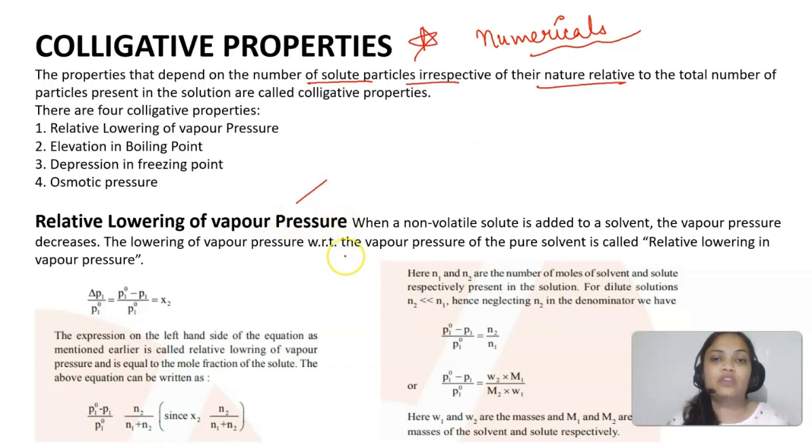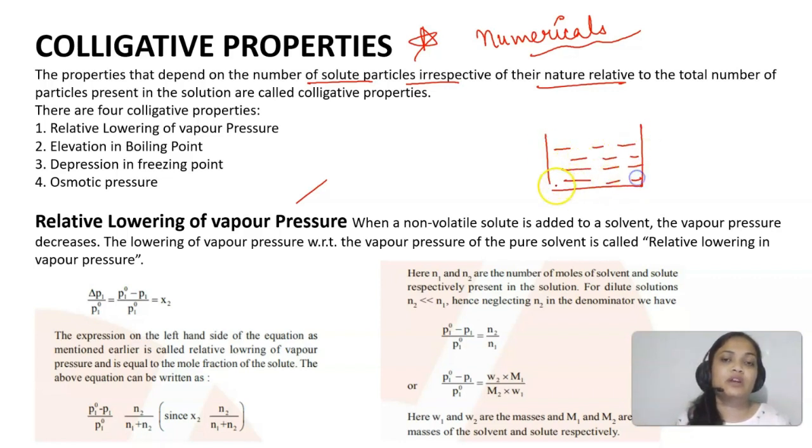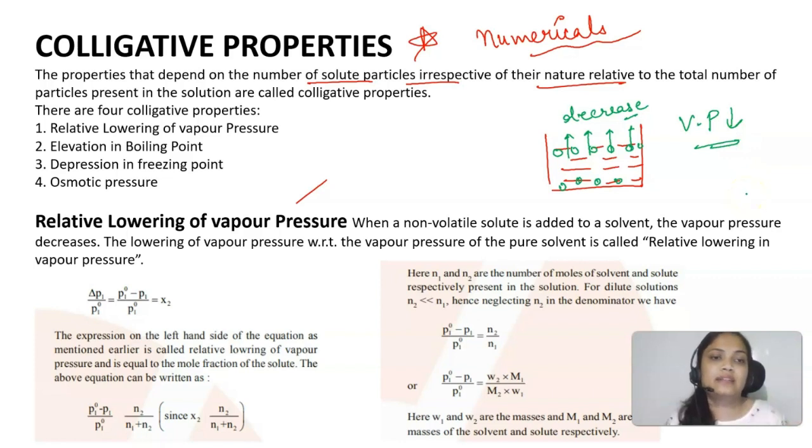So we all know that whenever a non-volatile solute is added to a solvent, so there is a solvent, right? It has its own vapor pressure. But if we are adding a non-volatile solute to it, now what will be happening? Those solute particles will somewhat occupy the space at the surface also. So that escaping tendency of the solvent particles will decrease. So it means the vapor pressure will also lower down. So this is what we call as relative lowering of vapor pressure.